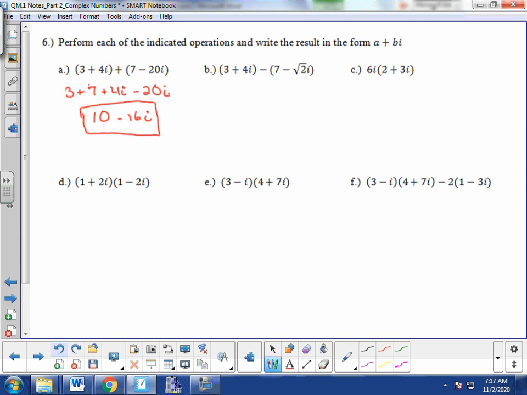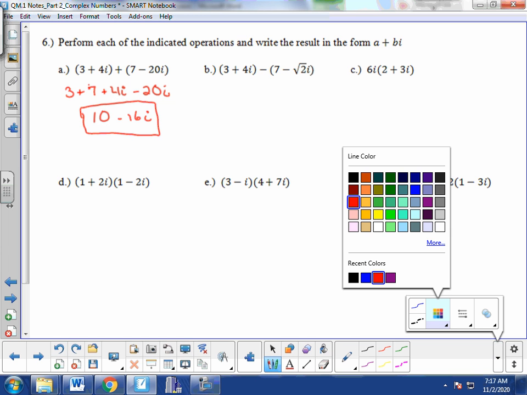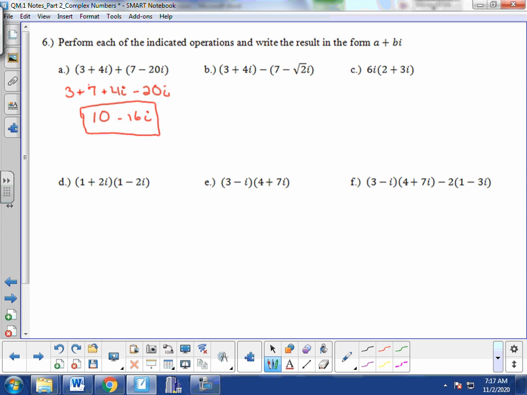Okay, so we can treat i as a variable, or the same concept as a variable, when we add and subtract. So now let's take a look at B. Here I have a subtraction problem, so I do want to make sure I simplify first by distributing this negative. So I'm going to have 3 minus 7, and then I'm going to have 4i.